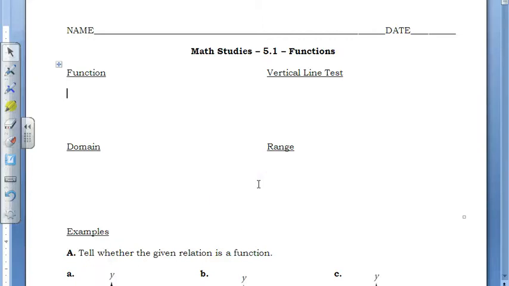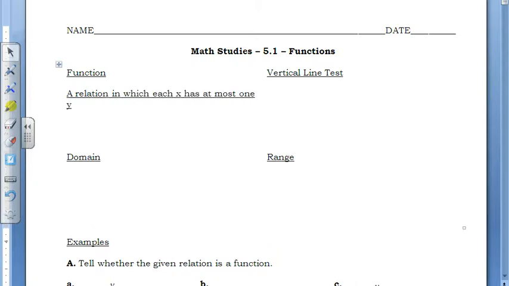This is Math Studies, section 5.1. A function is a relation in which each x has at most one y. And so sometimes we like the words inputs and outputs instead. So x's are the inputs and y's are the outputs. So that means anytime you put in a value for x, there's only one possible answer that you can get for y.